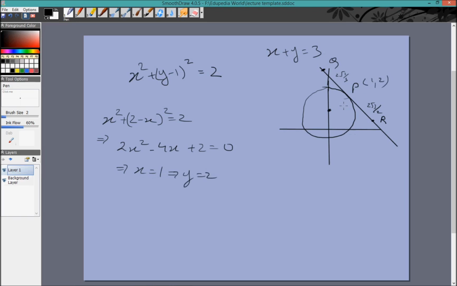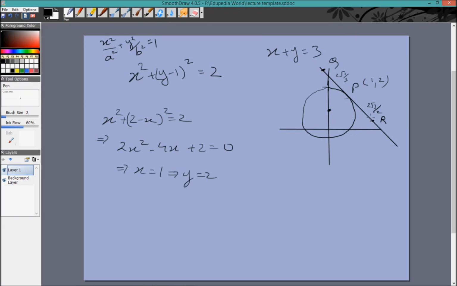Now we need to find Q and R. If we can find point Q, then we can find the eccentricities of the ellipses, because both the ellipses are of the form x squared by a squared plus y squared by b squared equal to 1. This is the form for both because it's given that the major and minor axes are along the x and y direction. So we just need to find these two points, and that's easy enough.